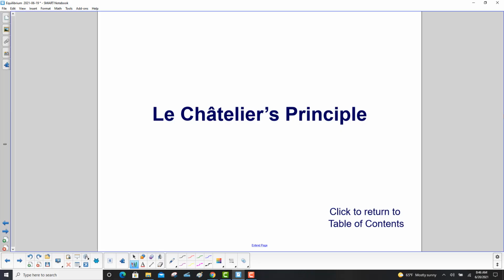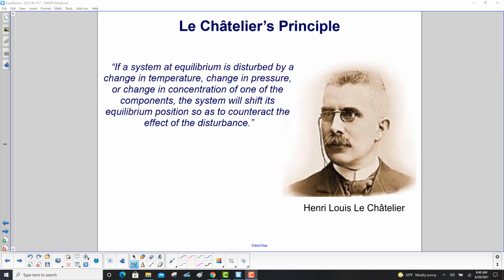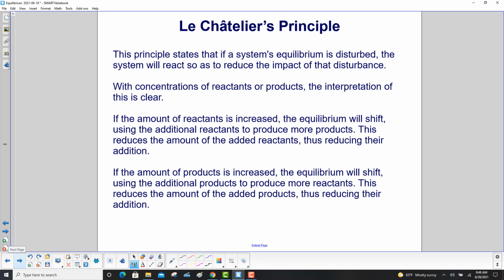Le Chatelier's principle. Quoting Le Chatelier, if a system at equilibrium is disturbed by a change in temperature, change in pressure, or change in concentration of one of the components, the system will shift its equilibrium position so as to counteract the effect of the disturbance. This principle states that if a system's equilibrium is disturbed, the system will react so as to reduce the impact of that disturbance. With concentrations of reactants or products, the interpretation of this is pretty clear.